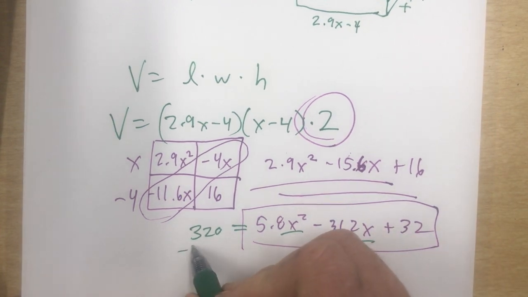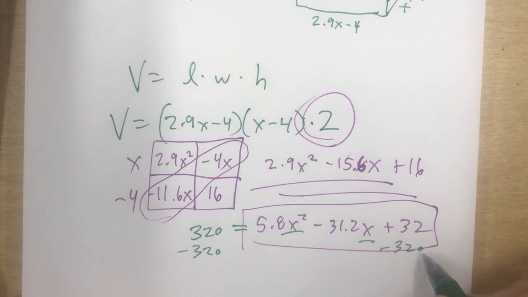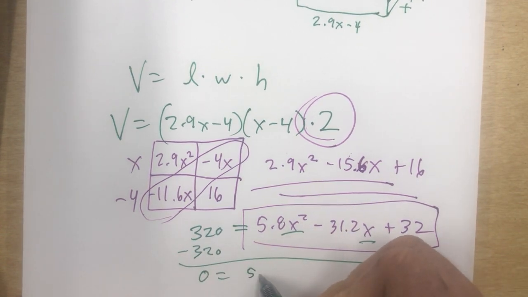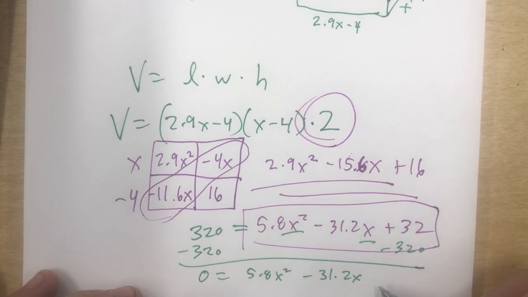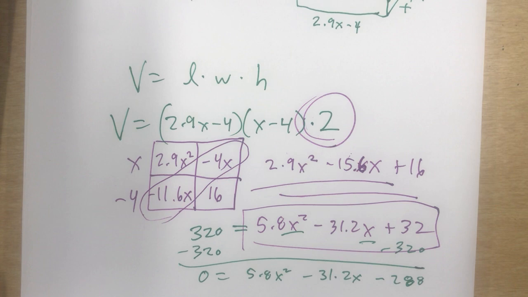All right, so this is quadratic. I'm going to have to minus 320 on both sides, which gives me 0, 5.8x squared minus 31.2x, and this is negative 288. Okay. So I'm going to punch in the quadratic formula. I'm going to do this on the calculator real quick. X equals negative b plus or minus the square root b squared minus 4ac all over 2a.